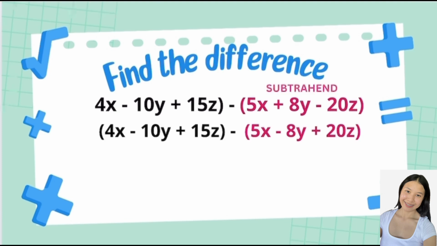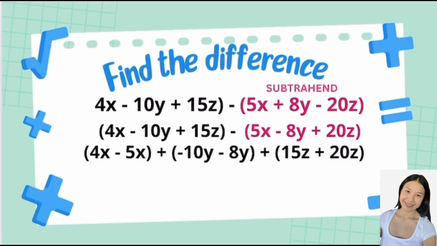So first, we need to change the sign of the subtrahend. The positive 8y will be negative 8y and the negative 20z will be positive 20z. Then after changing the sign of the subtrahend, we need to combine like terms. So it will be 4x minus 5x plus negative 10y minus 8y plus 15z plus 20z.